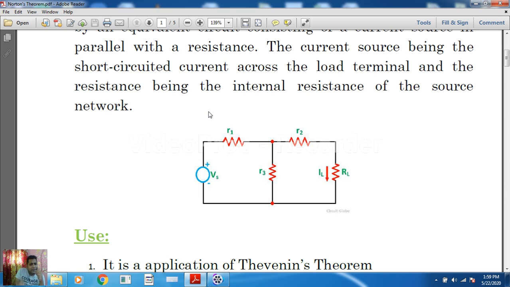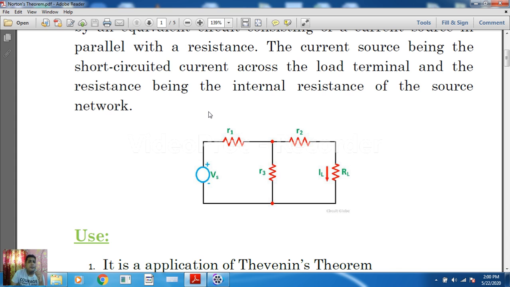If we apply Thevenin's theorem over here, as per Thevenin's theorem, first we remove the RL, the load resistance, make that terminal open, and find out the open terminal voltage. Whatever voltage appears at the open terminal will be our VTH, the Thevenin's voltage, that will act as the equivalent voltage of the new circuit that we are going to make in the last.